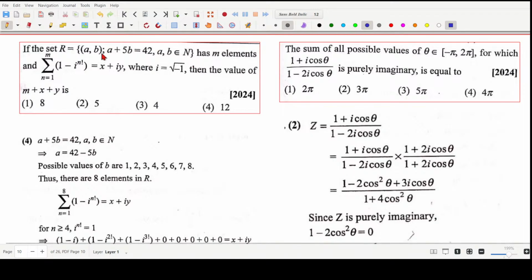A and b are natural numbers. So that means what are sets that are possible? If b is 1, a is 5 ones plus 37. B is 2, a should be 32. B is 3, a should be 27. Like this, right? Yes, sir.